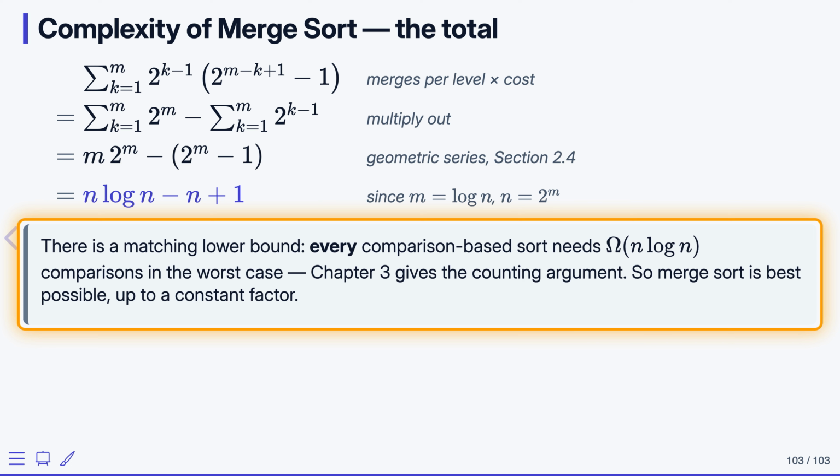On its own, it does not say merge sort is the best. Chapter 3 gives the counting argument for a lower bound as well. Every sort that works by comparing elements needs at least a constant times n log n comparisons in the worst case. The two bounds match, so merge sort is best possible, up to a constant factor.